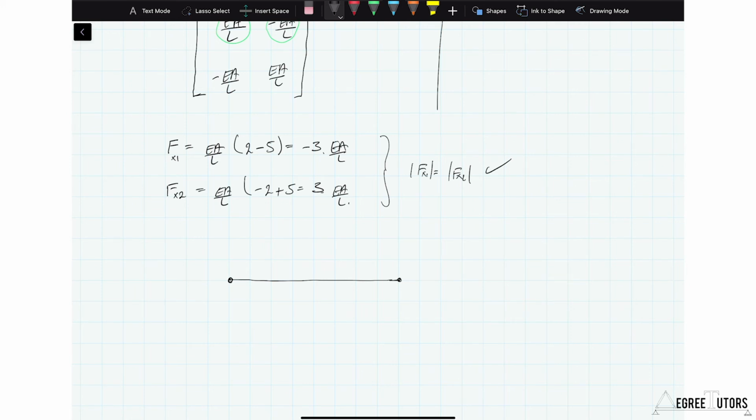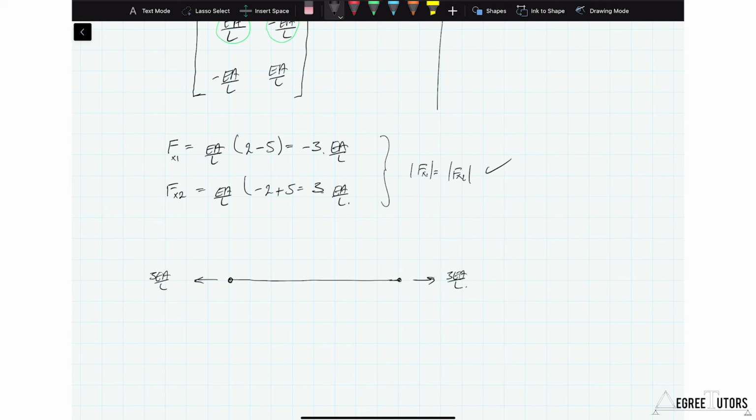And we also note from the signs of the forces that the force at x1 is going to the left, and that's going to be, well, let's just call it 3 EA over L. And the force Fx2 is going to the right, and so it was positive, and that was going to be, again, 3 EA over L. All right, and that makes sense to us.